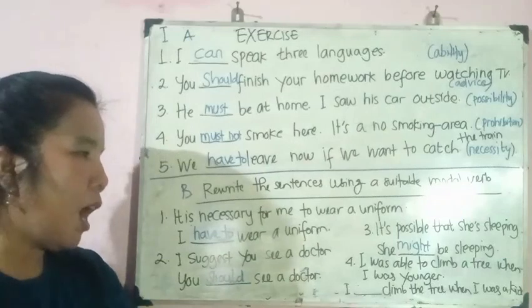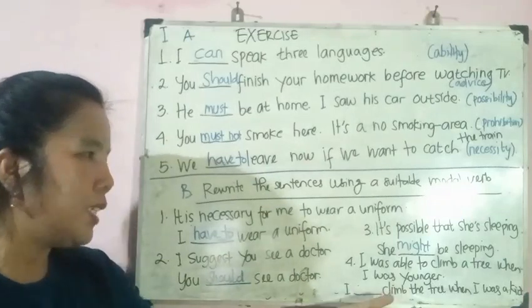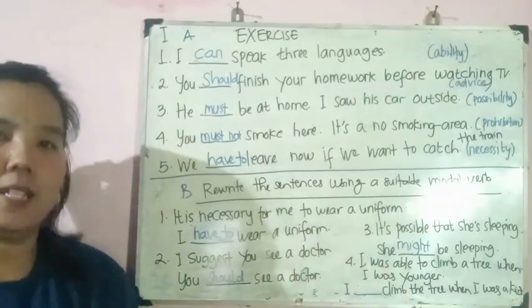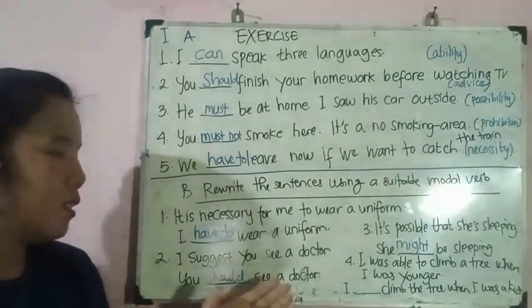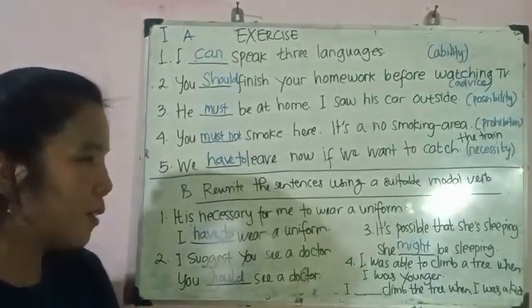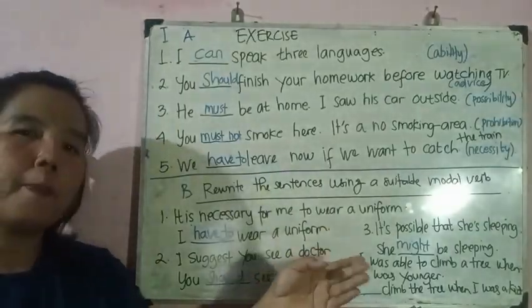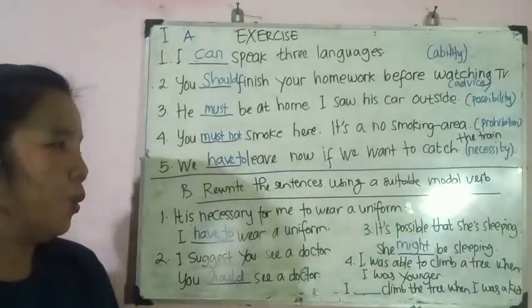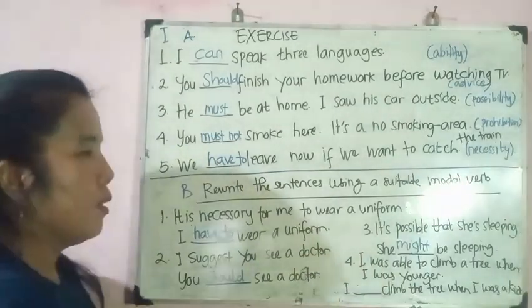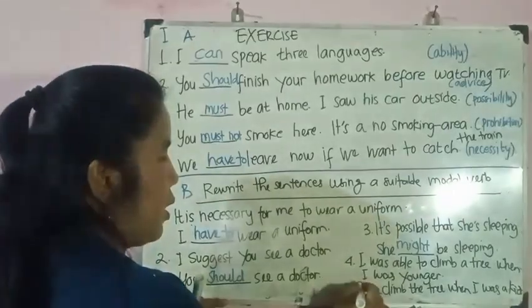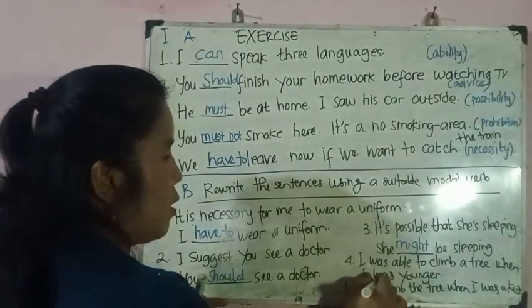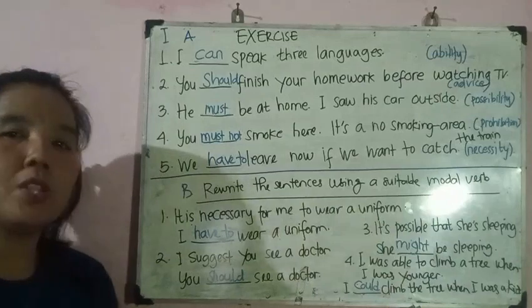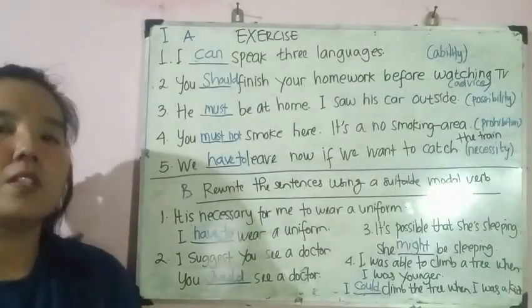Number 4, I was able to climb a tree when I was younger. Or we can say, I climbed the tree when I was a kid. What do we put here? This is past ability. So we can say could here. I could climb the tree when I was a kid.